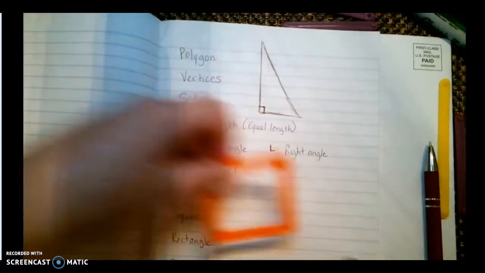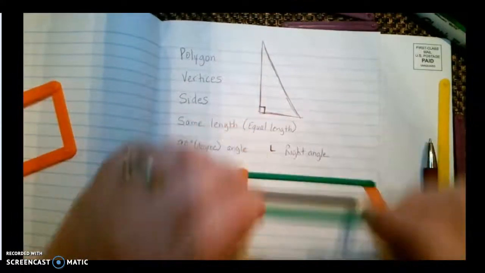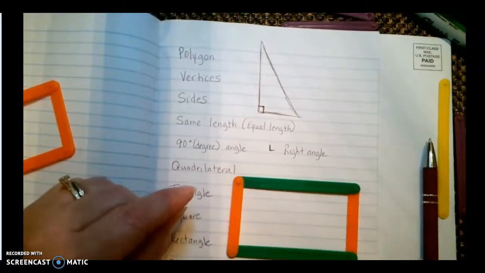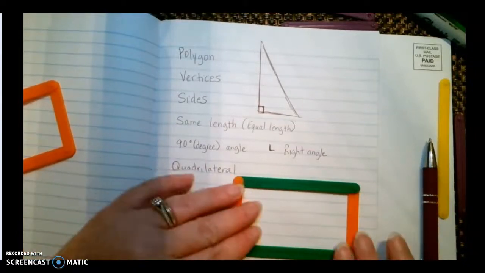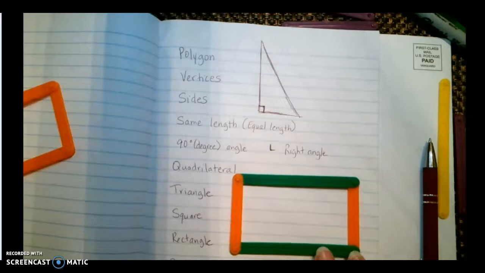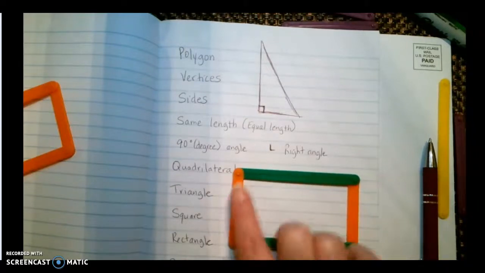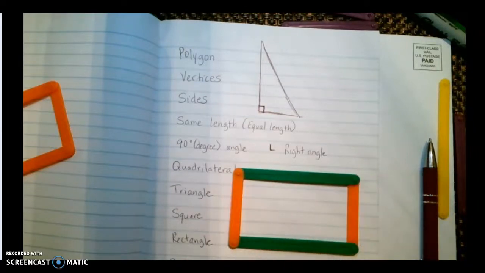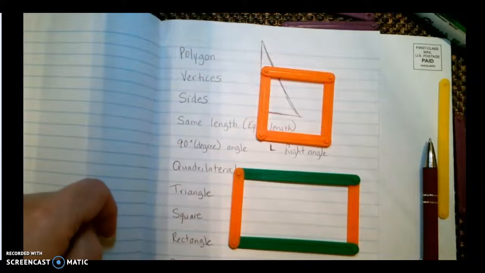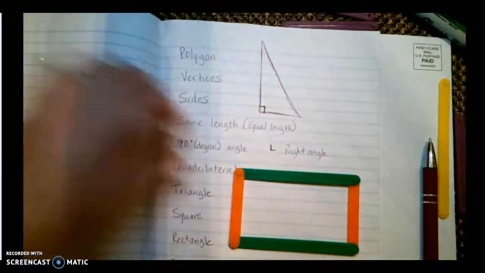A rectangle, again, is a polygon, so it's a closed shape. It has 1, 2, 3, 4 sides, 4 corners, which we call vertices. It has one set of equal length lines and another set of equal length lines. This also has 4 90-degree angles or 4 right angles. Both of these shapes, because they are polygons with 4 sides and 4 vertices, are also called quadrilaterals.